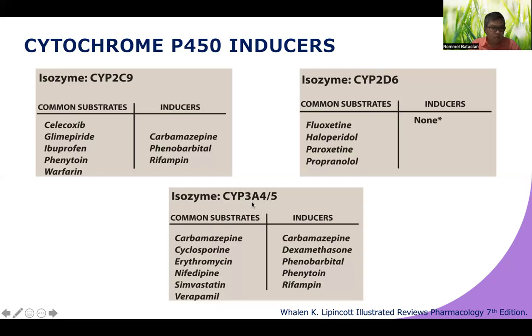CYP3A4/5 is also a common isoenzyme that can metabolize these medications. The problem is, for example, if you give erythromycin, which is an antibiotic, and the patient again has a seizure disorder and is taking phenobarbital, the efficacy of the antibiotic may also be decreased because phenobarbital is also an inducer of this type of cytochrome P450 isoenzyme.